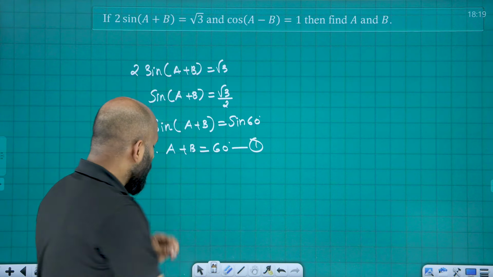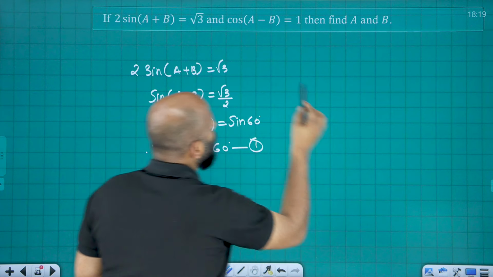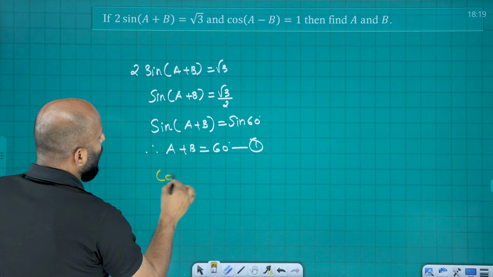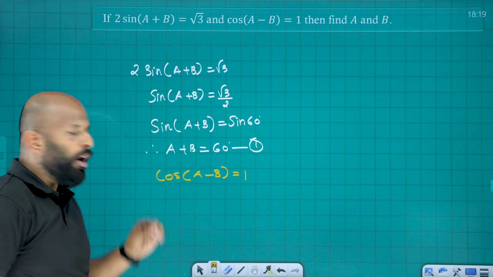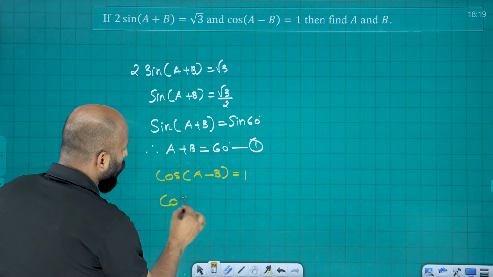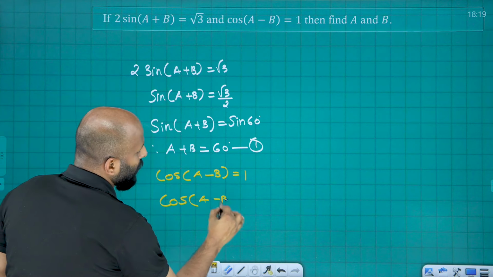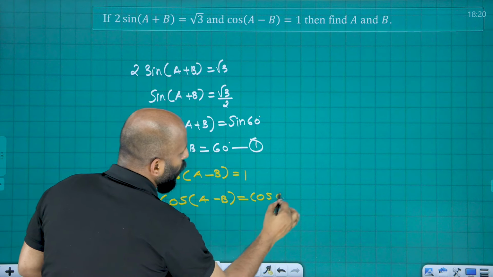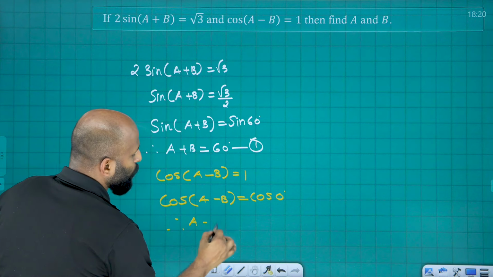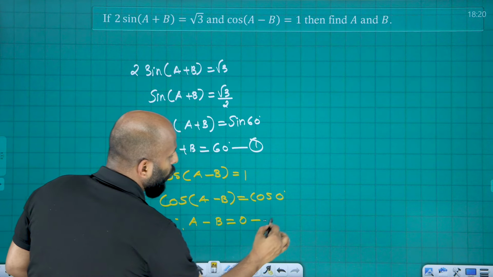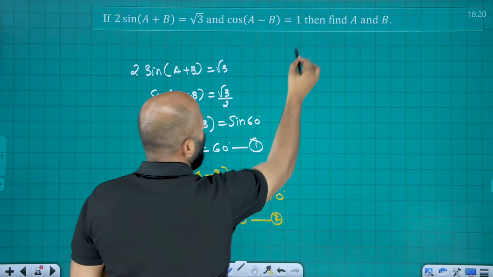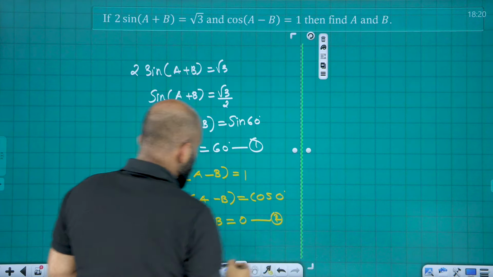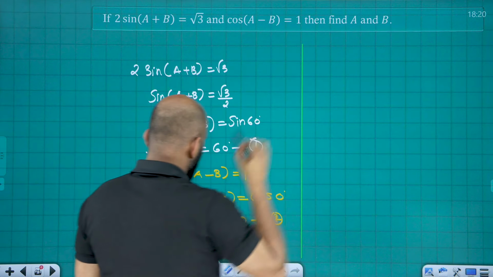Equation number 1. Now we can consider the second condition. What is the second condition? Cos A minus B is equal to 1. Then in which angle does cos give 1? A minus B is equal to cos 0 degree. Therefore, A minus B is equal to 0. Equation number 2. Now we can solve these two linear equations by the elimination method.